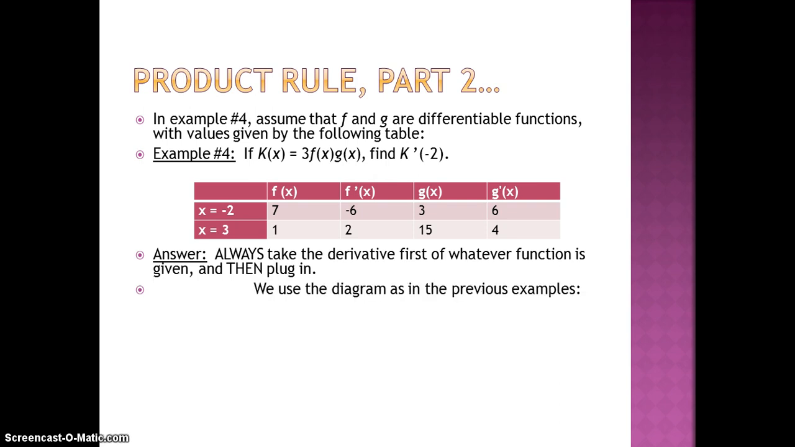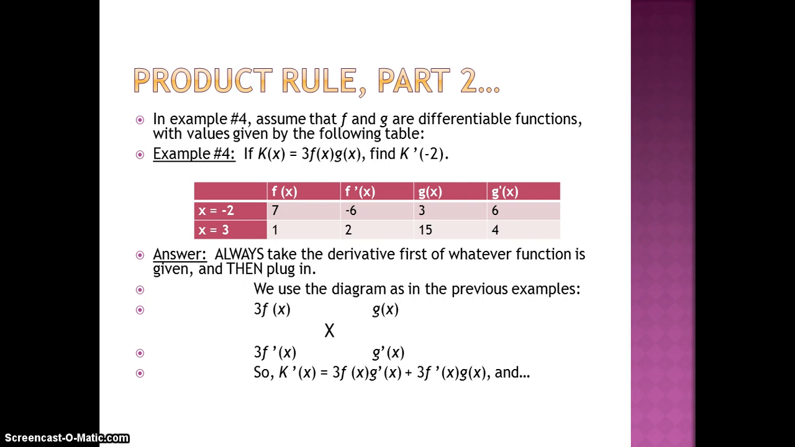In this case, we need to find the derivative of k of x, which is composed of a product, 3 times f of x times g of x. It really doesn't matter where you associate the 3. In this case, I'm just going to put it with the f of x to make life easier. And using our constant rule, we know the derivative of 3f of x would be 3 times f prime of x, and the derivative of g of x is g prime of x. By the product rule, that would give us a derivative of 3f of x times g prime of x plus 3f prime of x times g of x.